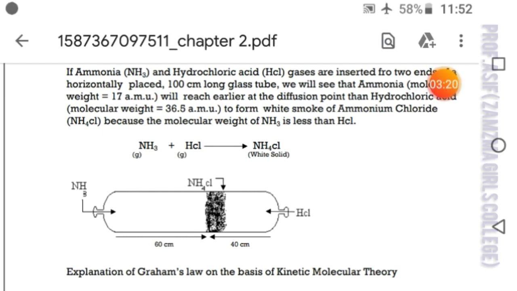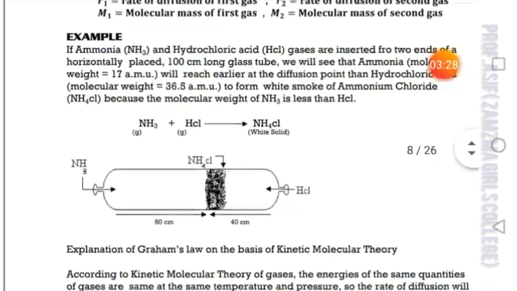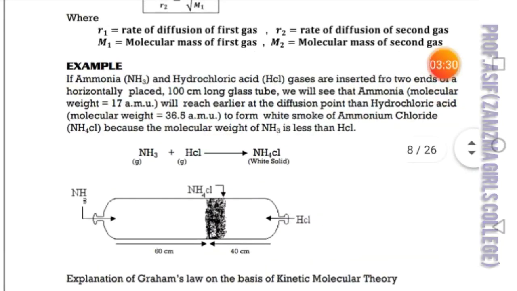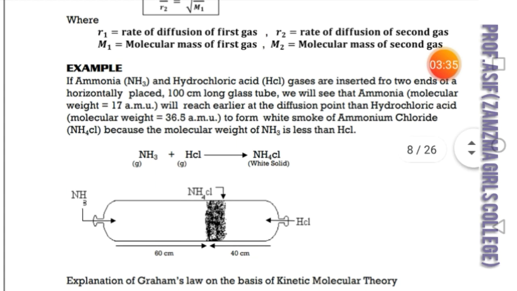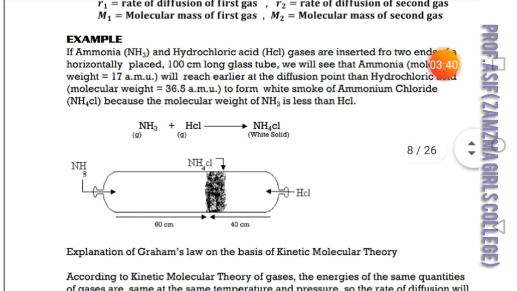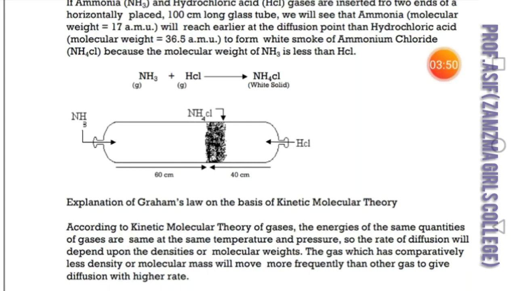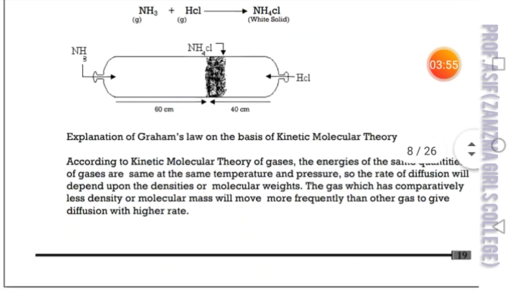Both gases when combined, they will make ammonium chloride, which is white, which is visible. In this diagram, you can observe that ammonium chloride is formed farther away from ammonia, but it is closer to the HCl column. This example is sufficient to make a good sense that ammonia has traveled more than HCl. That's why ammonium chloride is 60 centimeter away from ammonia and 40 centimeter away from HCl.